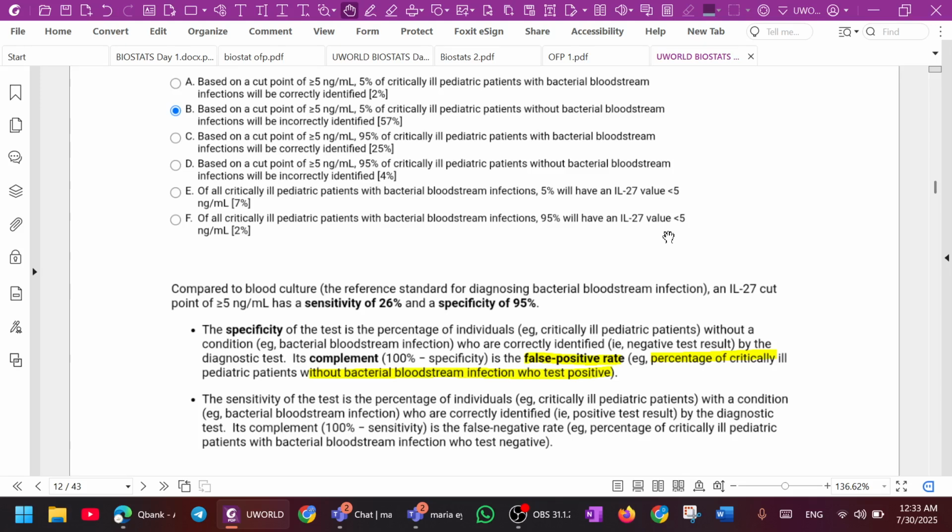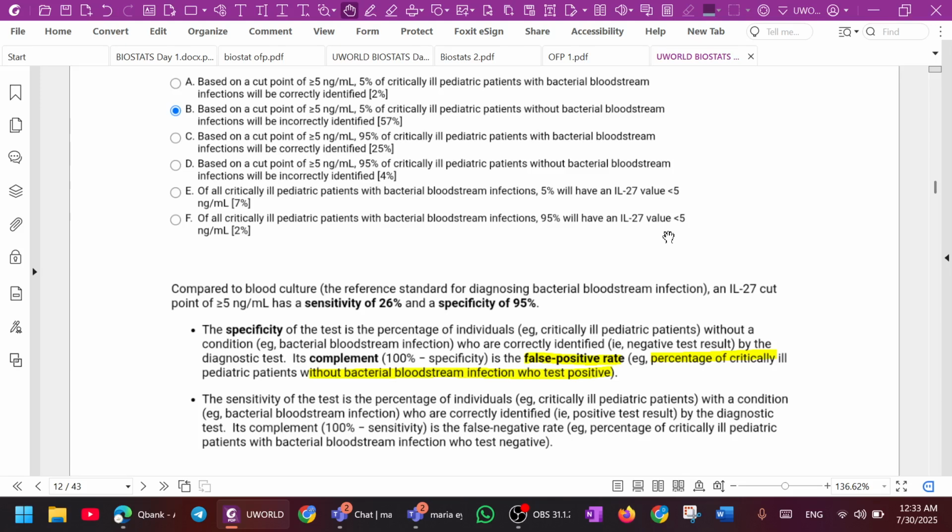Based on the cutoff point of 5 milligrams or whatever or more, 95% of critically ill patients with bacterial bloodstream infection will be correctly identified. So patients with infection will be correctly identified. Again, true positive, sensitivity. Remember, sensitivity always goes with true positive. So 95% will be the sensitivity or the true positive. But here in the question they are telling you the sensitivity is 26%. The answer is telling you the sensitivity is 95%. So this answer is wrong.